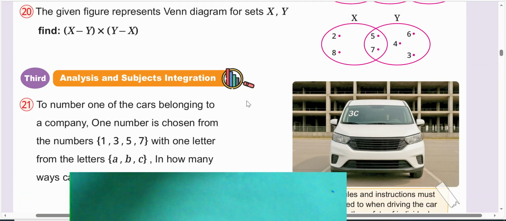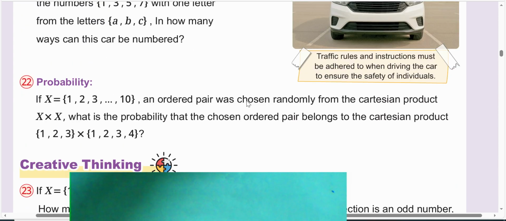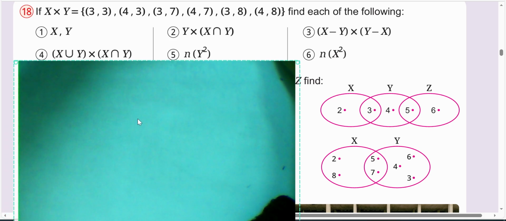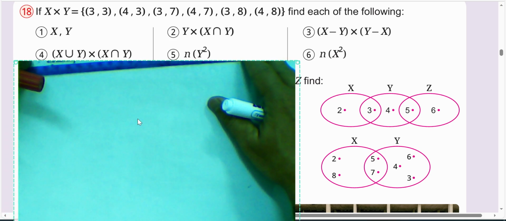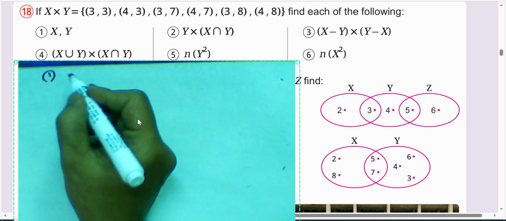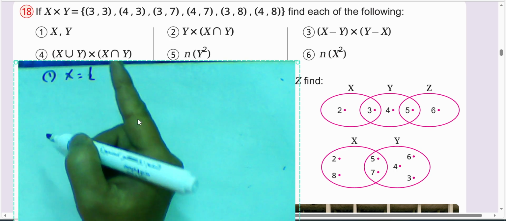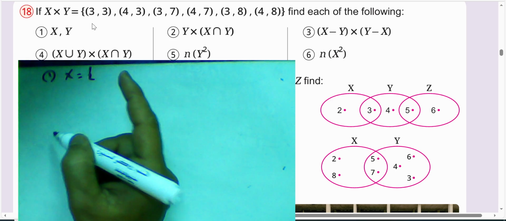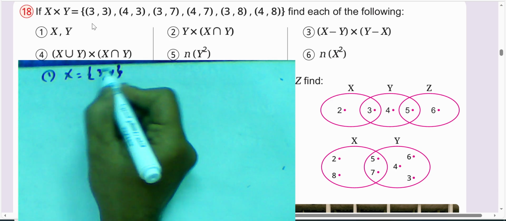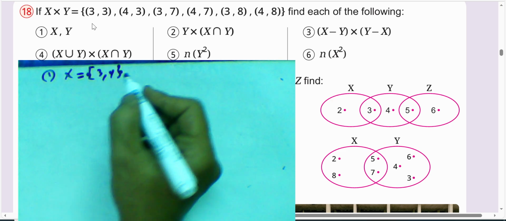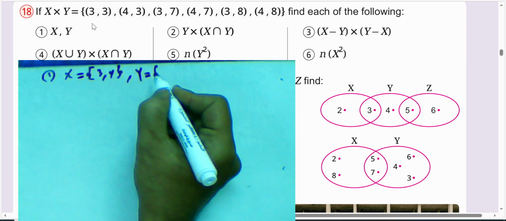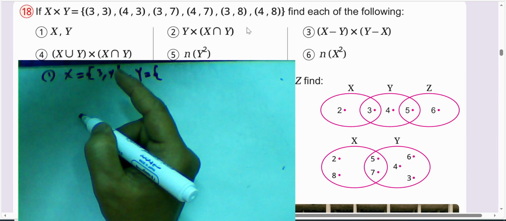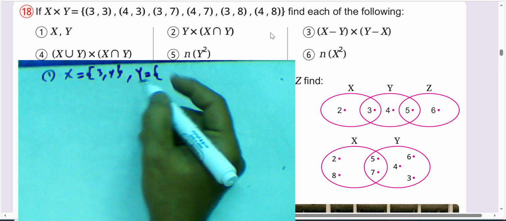Okay, next question. We have also a question like this. Okay, I will complete question 18. We have the Cartesian product between two sets. You want to find x and y. Okay, listen to me. First step, we can find the set of x, the first projection. Look at here: 3, 4, 3, 4, 3, 4. The first projection will be 3 and 4. And y will be the second projection here: 3, 7, 8, 3, 7, 8.